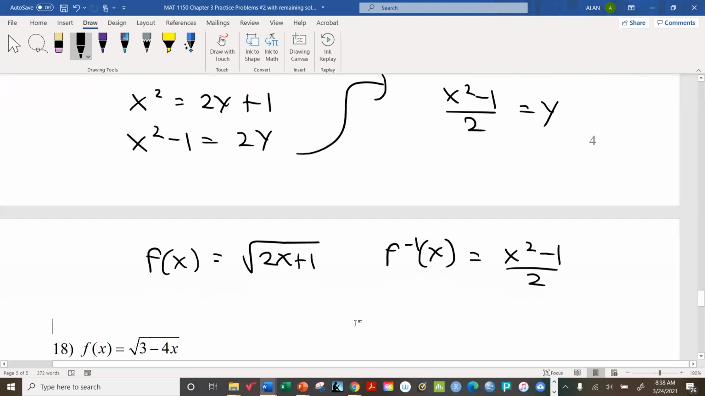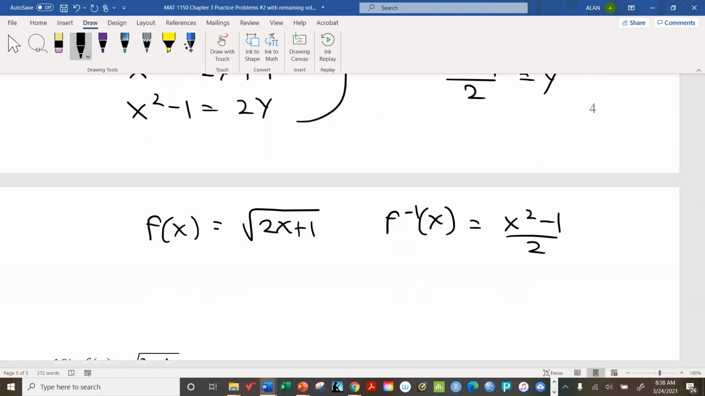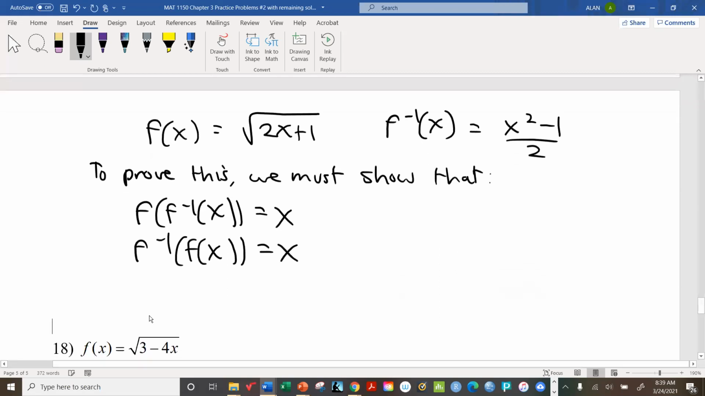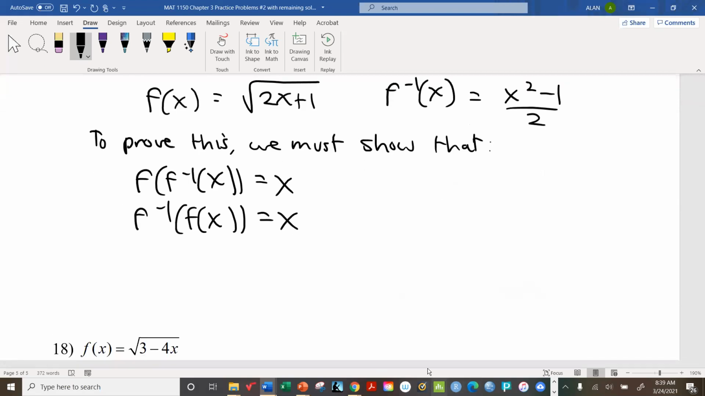Now, it doesn't ask us to prove this. If it did, to prove this, and I'll just mention this one more time, we must show that two things are true. One, f of f inverse of x equals x. And number two, f inverse of f of x equals x. So I'll tell you what, let's do one of these just to get some practice. After that, we'll just calculate them.